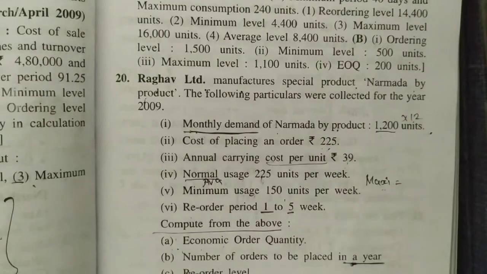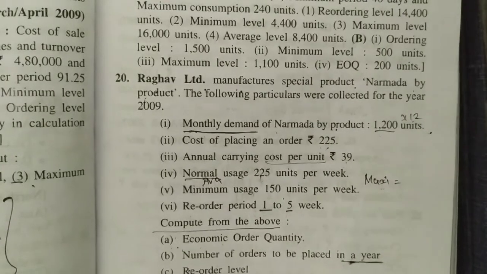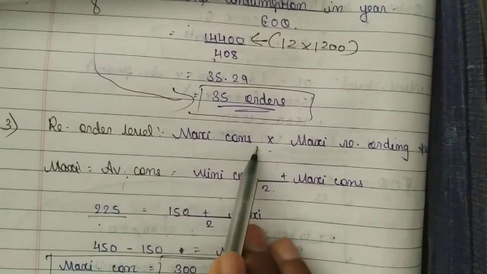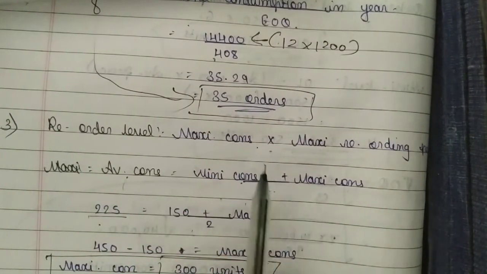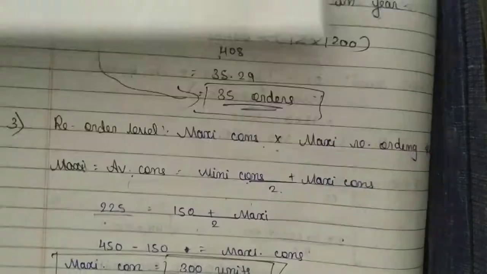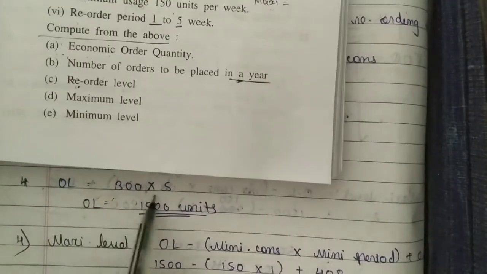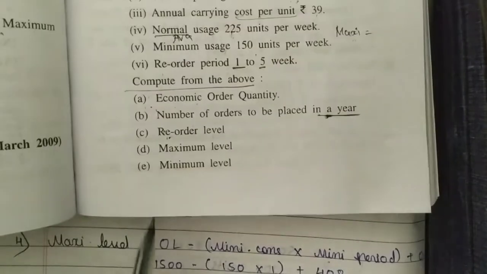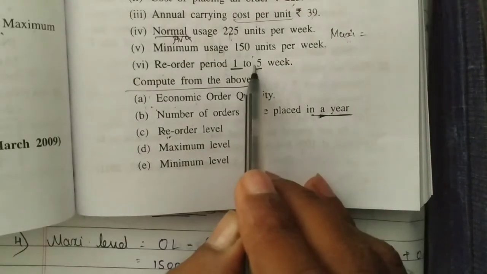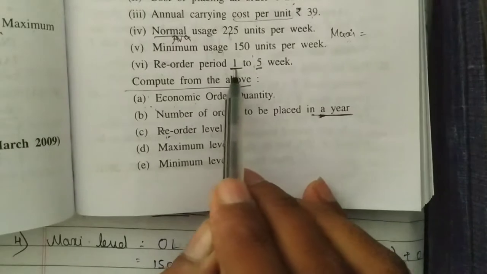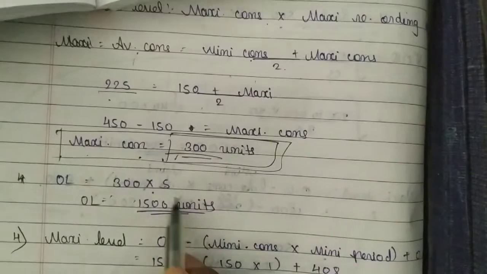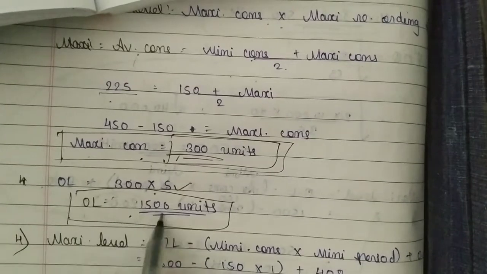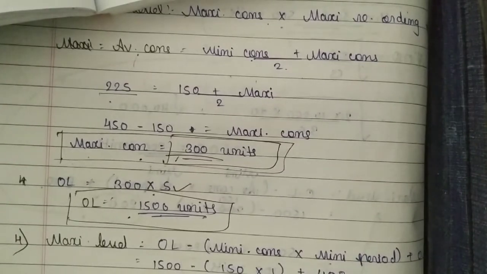Now the next, what have we been asked? Reordering level, right? So in the formula of reordering level, maximum consumption, which we have already found, that is 300 units, multiplied by maximum period. The maximum period is also given in the question, reorder period, that is minimum 1 and maximum 5. So we have to multiply it by 5. So the answer of reordering level is 1500 units, right?